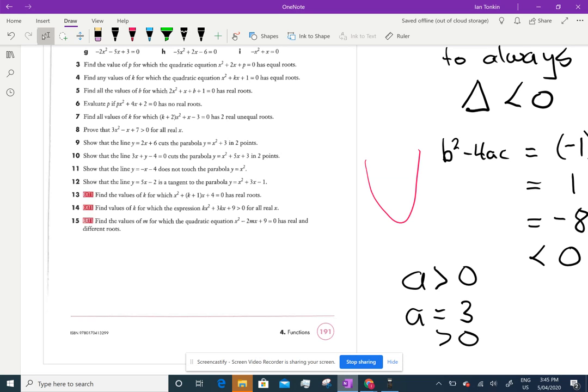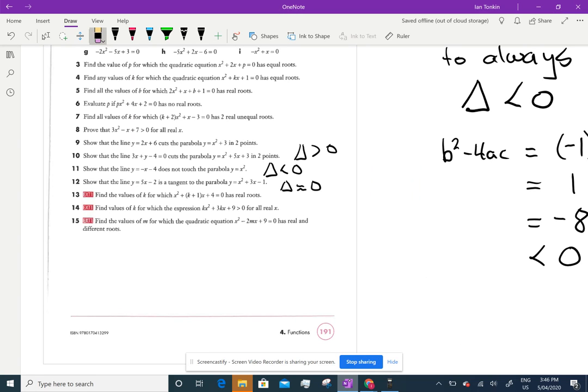So here, in question 10, you're going to put them together and you're going to show that the discriminant is greater than 0. Here, you're going to put them equal to each other, you're going to show the discriminant is a negative number or less than 0. And here, you're going to put them together, put them equal to each other, get a quadratic equation, and show that the discriminant equals 0. You go and have a go at them. If you're having trouble, come back. I'm going to do questions 11 and 12 here.